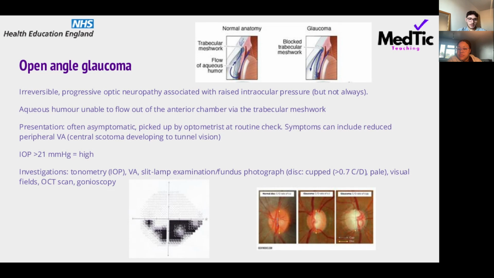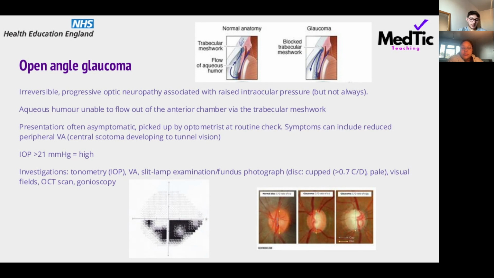So investigations: tonometry, which is assessing the intraocular pressure, so it's going to be raised. Slit lamp's really important. You're going to look at the disc, and a normal cup to disc ratio is anything less than 0.7. If the cup to disc ratio is more than 0.7, then that's a sign of optic nerve damage. The disc will also look pale.